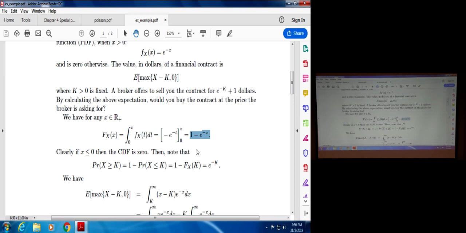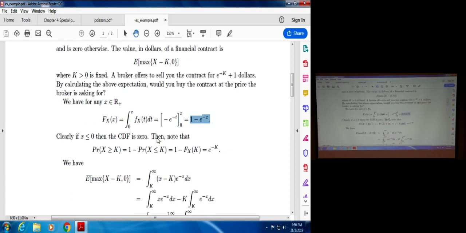So why am I telling you that? Because I'm going to use that fact in a moment. Now, clearly if x is less than or equal to 0, the CDF is 0, because the probability that I'm less than or equal to some value which is outside the support and less than my minimal value must be 0. That's what this statement means. Also, we may remark the following.